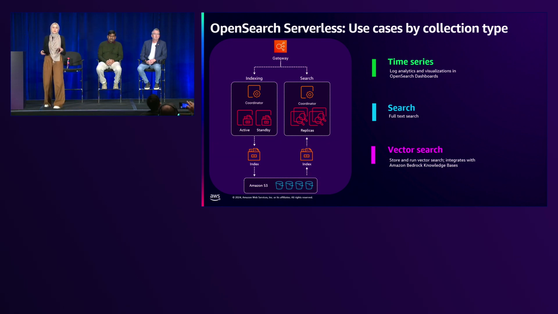The time series collection is optimized for log analytics. It has built-in storage tiering, meaning we keep the most recent data in the OCUs, or the compute layer, and the old data in Amazon S3. The search collection is optimized for text search, and it has built-in shard replica scaling, meaning that in case of a spike in search, instead of adding more compute, we just scale the number of replica shards to handle those spikes. And the vector search collection is optimized for your vector search workloads, of course.